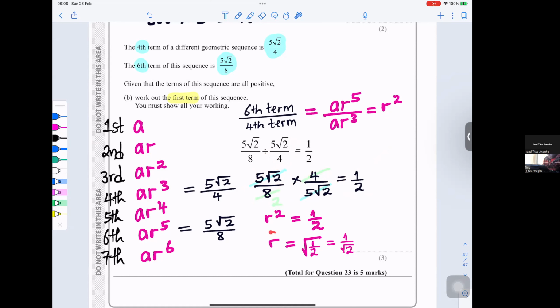But we want to get the common ratio R. So the inverse of squared is the square root of a half. Square root of a half is square root of 1 divided by square root of 2. Square root of 1 is 1, and then we have square root of 2. The common ratio is 1 over root 2. But we need to find A, the first term. So what we have found is R, but we need to find A.